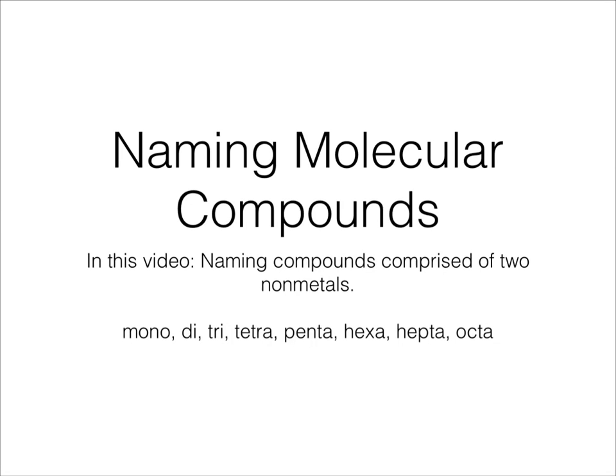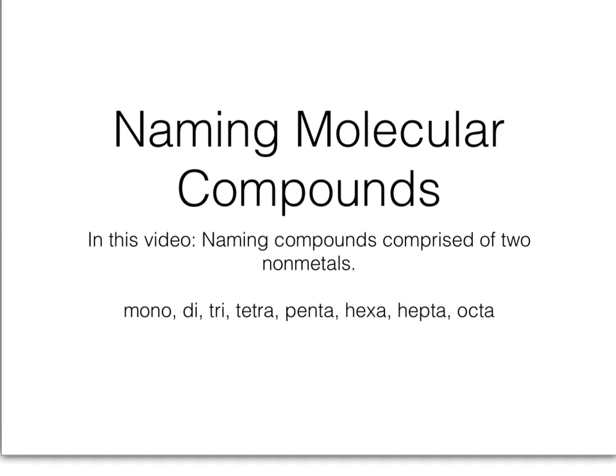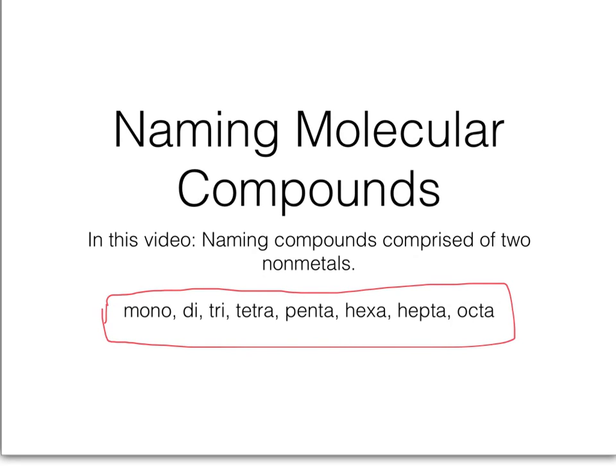This is video 4 in the series of naming compounds. In this case, we're going to name molecular compounds, which are comprised of two nonmetals. When we're naming these compounds, we're going to use prefixes, such as mono, di, tri, tetra, penta, hexa, hepta, and octa. It's pretty unusual that we go beyond 8, but it's really good that you know these so that you have them at the ready when we start naming these compounds.